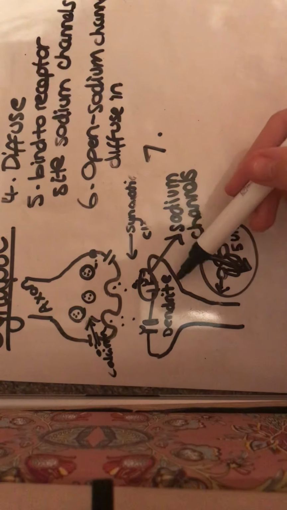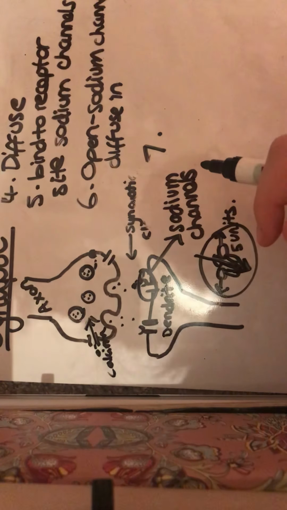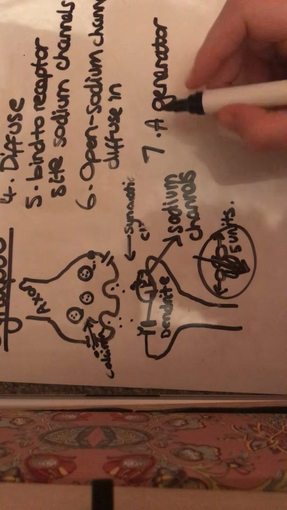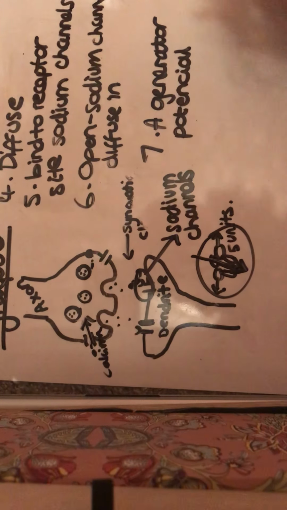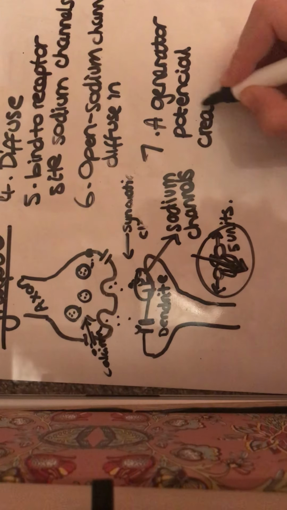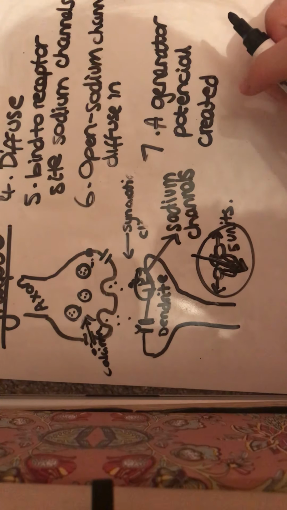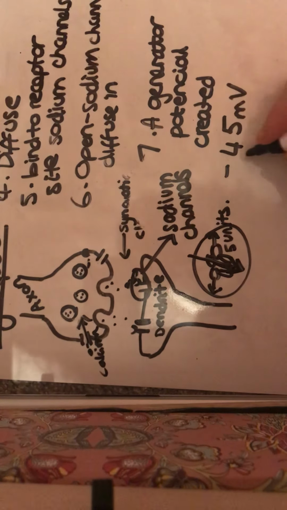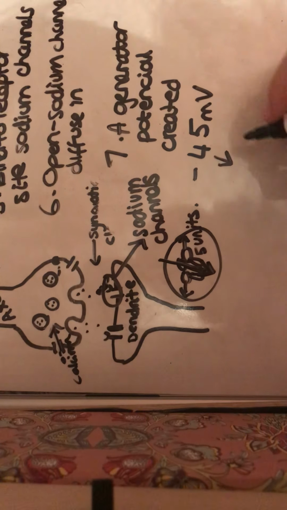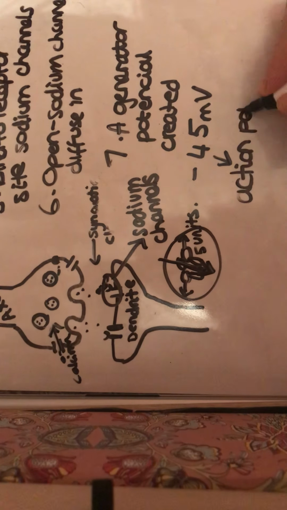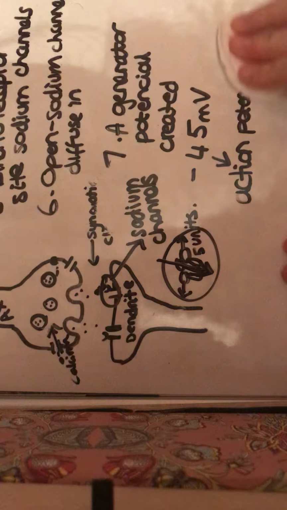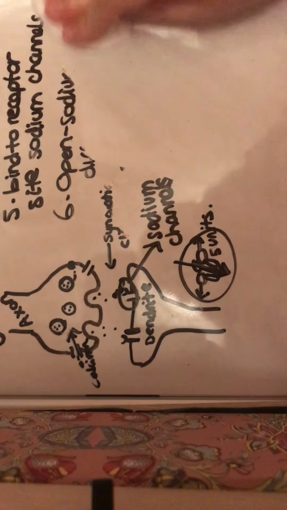And then once we've got a higher concentration of sodium ions in the postsynaptic neuron or the dendrite, a generator potential is produced. There's another video about generator potentials in more detail, but this is how the generator potential is produced. And if enough of these generator potentials are combined to reach the threshold of minus 45 mV, then you're going to get an action potential at the postsynaptic neuron. And that's overall what happens at the synapse.